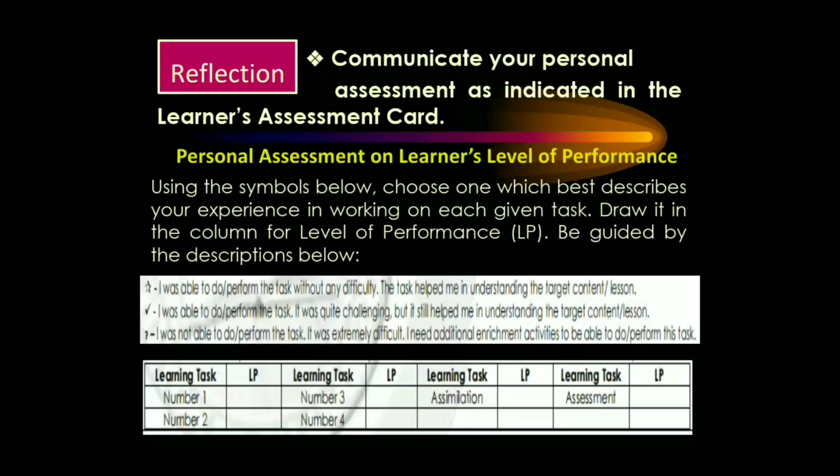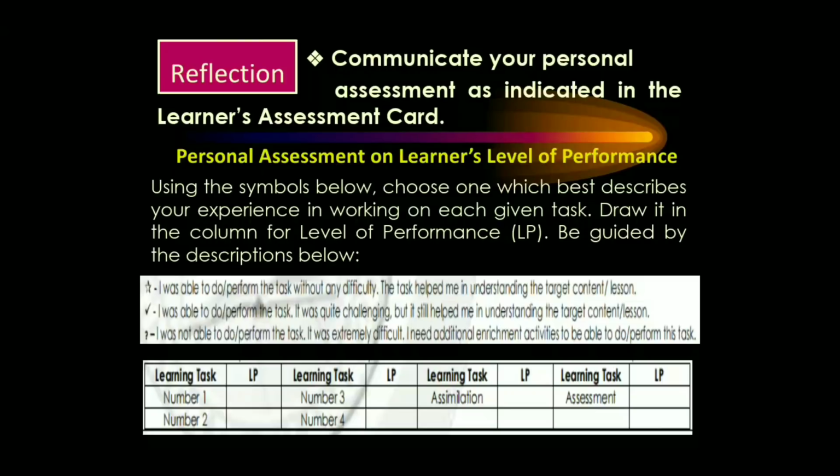For the last part of our lesson, you're going to communicate your personal assessment as indicated in the learner's assessment card. Using the symbols I've shown you on the screen, you're going to choose which one best describes your experience in working on each given task. Draw it in the column for level of performance and be guided by the descriptions below. Put a star if you were able to do or perform the task without any difficulty. The task helped you in understanding the target content or lesson.